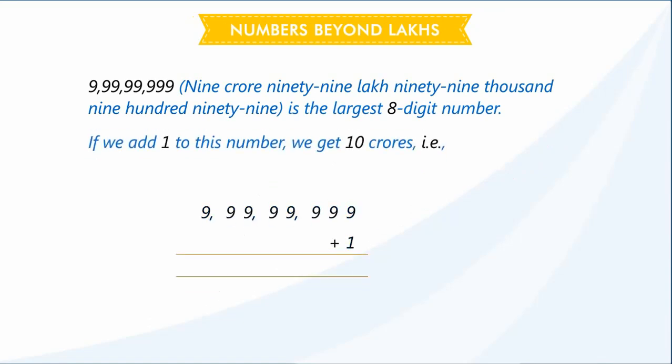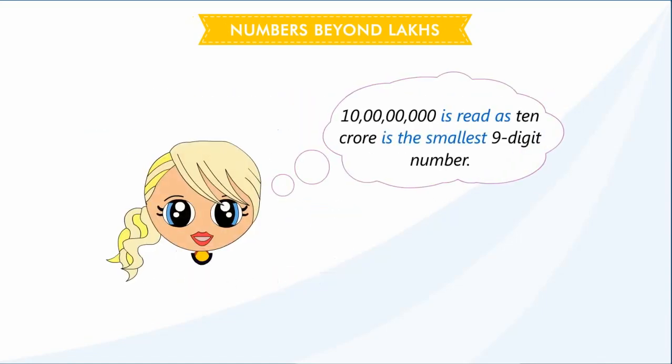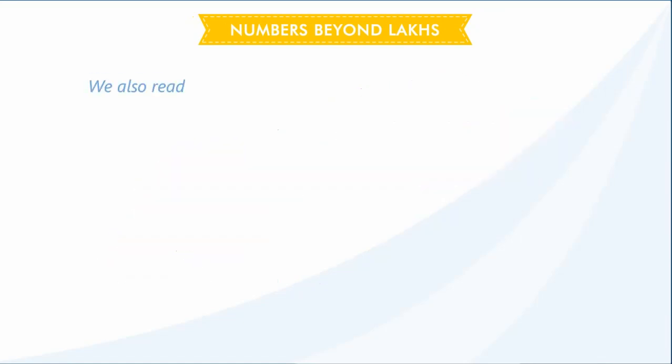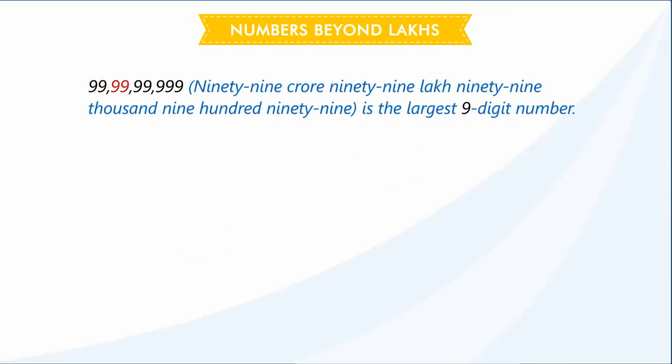If we add 1 to this number, we get 10 crores. 10 with 7 zeros, read as 10 crore, is the smallest 9-digit number. We also read 30 with 7 zeros as 30 crore, 50 with 7 zeros as 50 crore, 90 with 7 zeros as 90 crore, 99,999,999, 99 crore, 99 lakh, 99,999 is the largest 9-digit number.